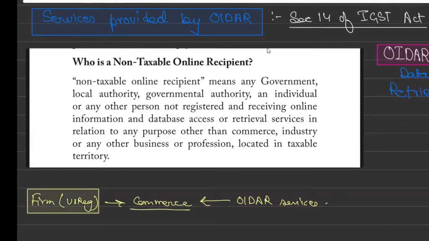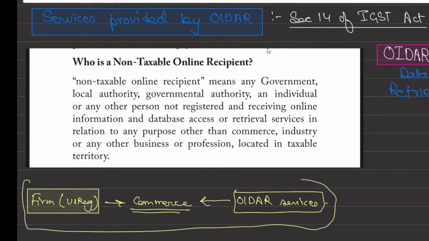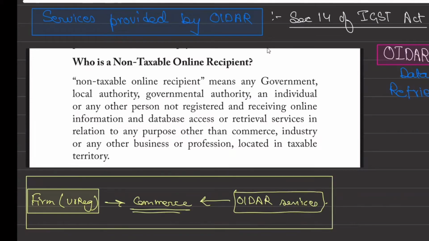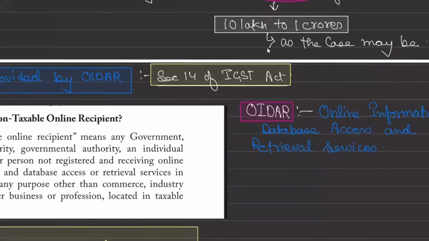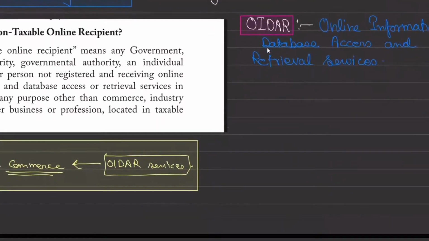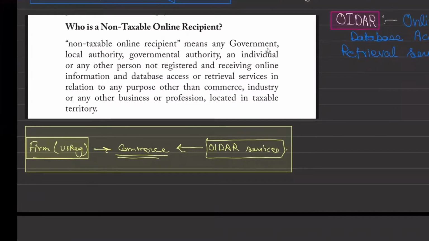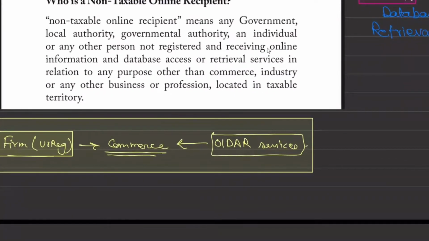Now the difficulty was in this case, correct? This whole scenario has come only for this situation, nothing more. That's why whenever we read about OIDAR services, we specifically talk about section 14 of IGST, not CGST. With IGST it means import of services kind of thing, correct? So what is it about? Because we cannot charge tax from this person if he's not in India. If he's in India, then things get resolved, correct?